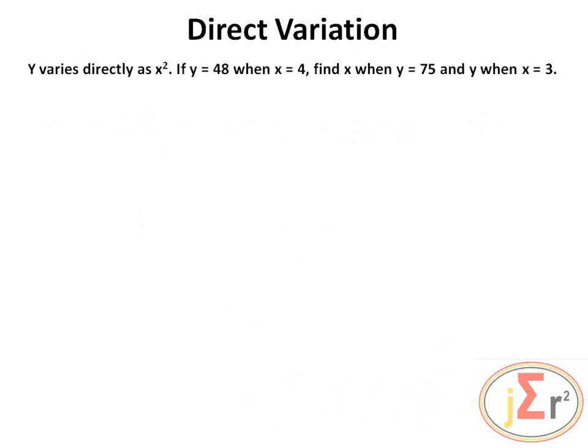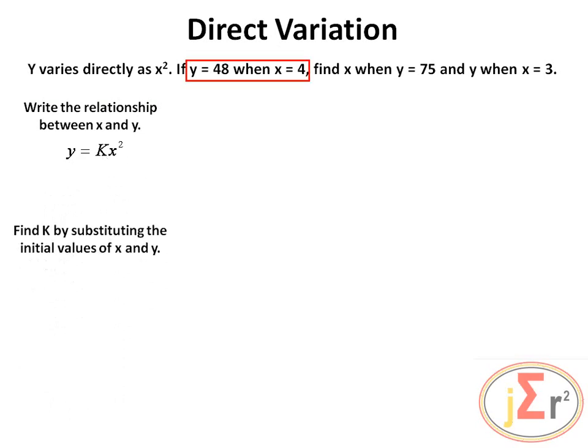We have another problem. Y varies directly as x squared. If y is equal to 45 when x is equal to 4, find x when y is equal to 75 and y when x is equal to 3. What do we do first? We write our relationship. You may remember that it is a direct variation, so y is equal to some constant times x squared. That is always our general form for a direct variation.